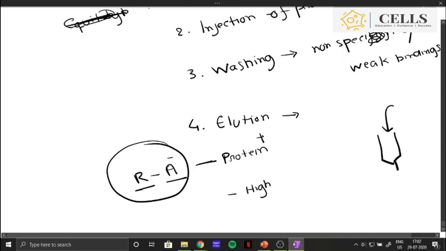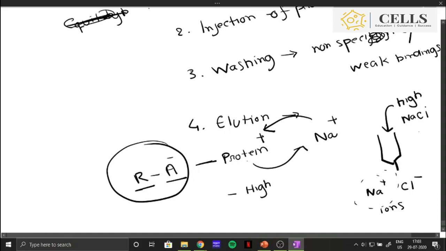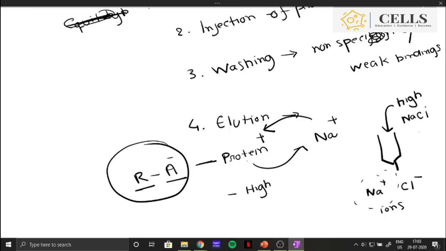Now you use buffer which has high NaCl concentration. What this NaCl will do is NaCl will break into Na plus and Cl minus, present in ionic form, ions. Also this is a dynamic process, protein is binding everything. So when you have a high concentration of Na plus, it will specifically exchange again with protein. So in the first case, why did Na get exchanged with protein? Because there was a high concentration of positive charge in the protein in the first place.